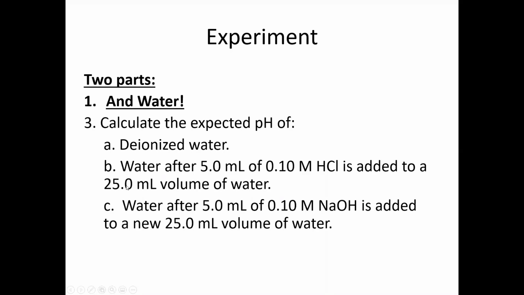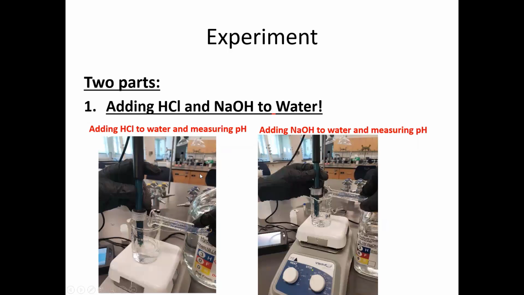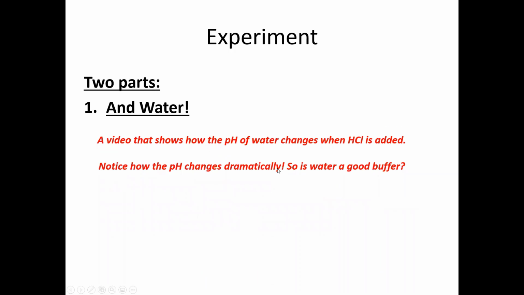This amount of HCl is added to 25 ml of water, and this amount of sodium hydroxide is added to 25 ml of water. And it's just pure DI water. There's no chemicals in it, and we will measure the pH. And there is also a video made showing the change of pH after HCl is added. The change in pH is a lot larger than the change of pH in buffer solutions.